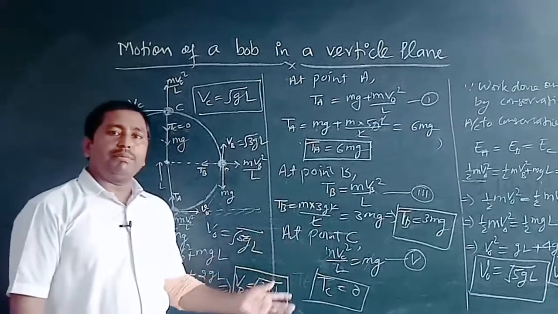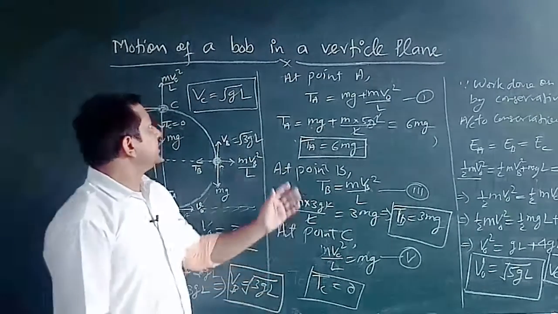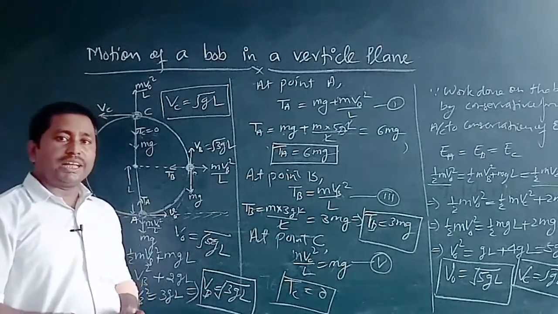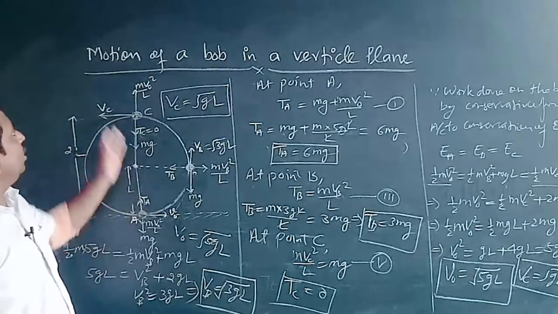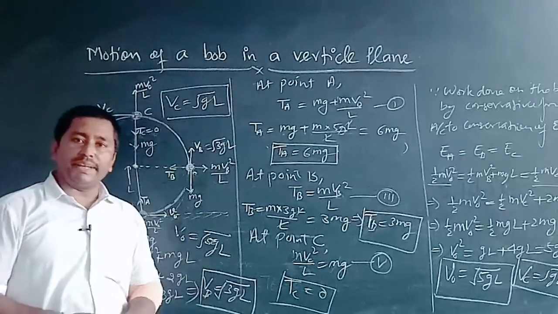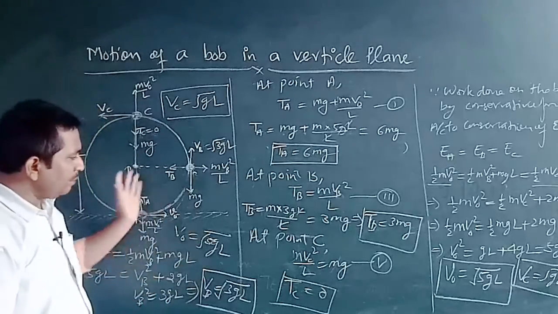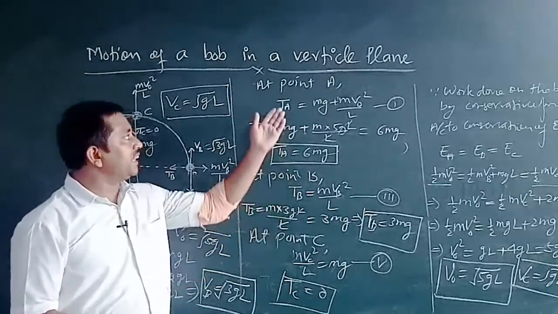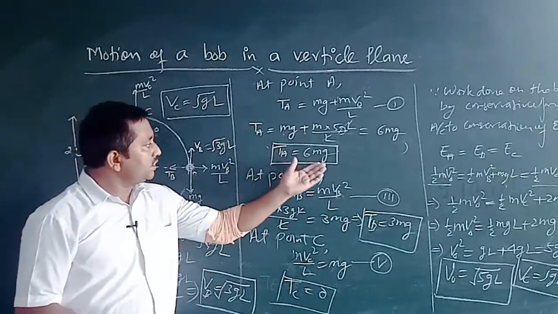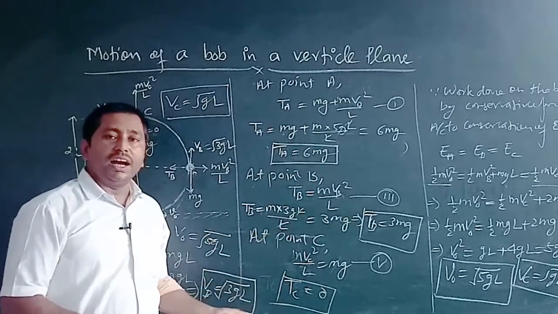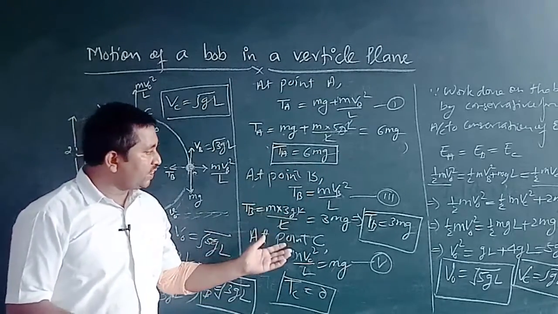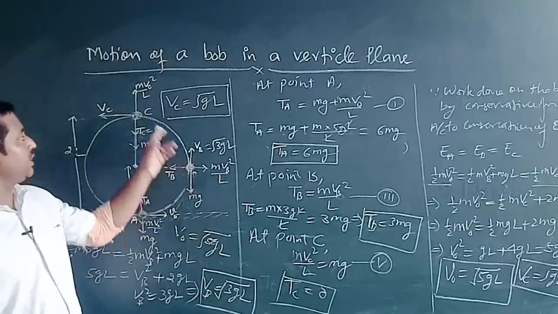Okay, so this is all about the concept of motion of a bob in a vertical plane. So solve different types of numerical problems based on the formulas for TA, TB, TC and the velocity at the lowest point, at this point and the top point.